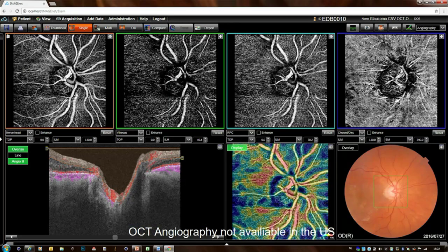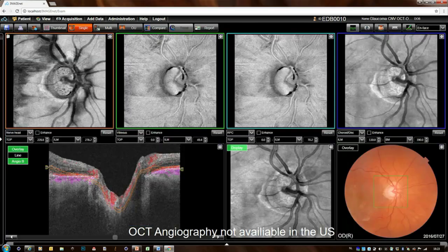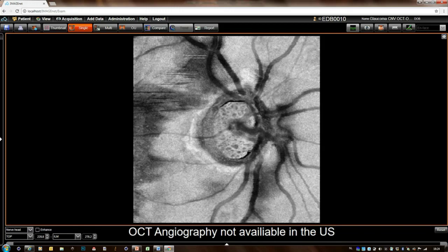So look at this patient with a little bit stronger glaucoma. You can see the changes in the RPC very clearly, and you can see that the lamina cribrosa also looks a little different.